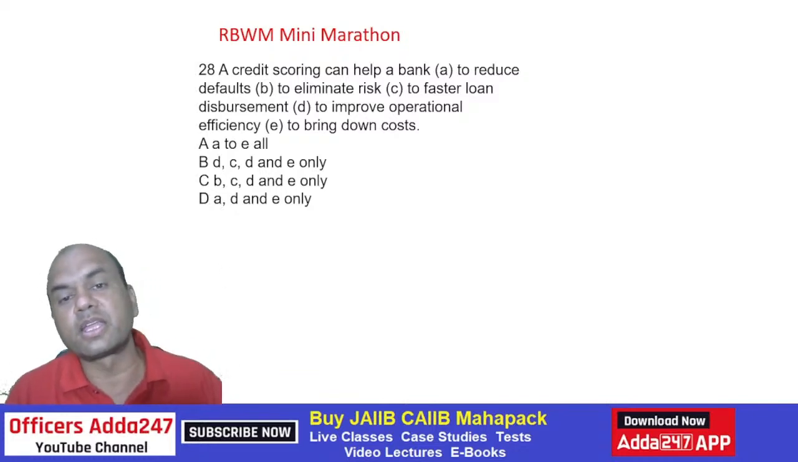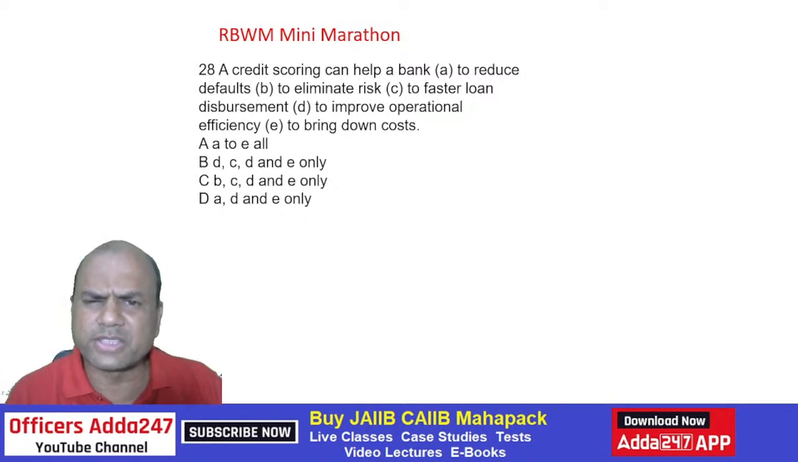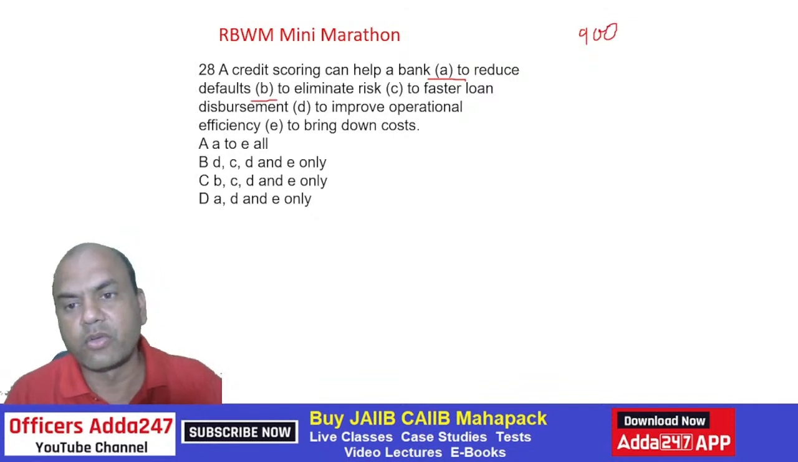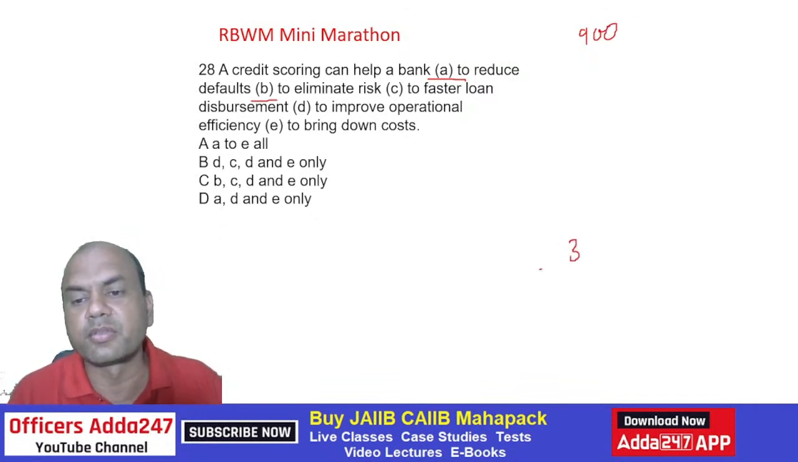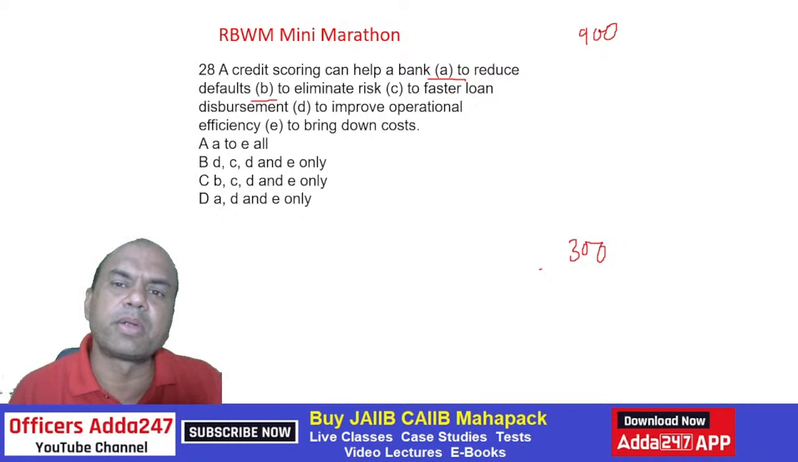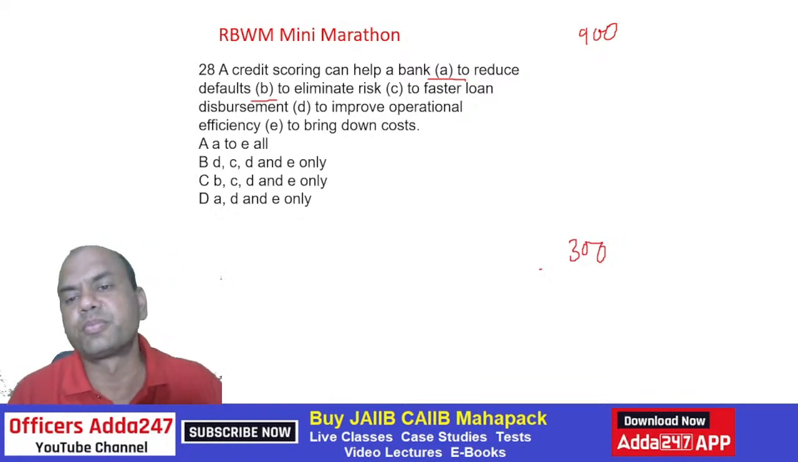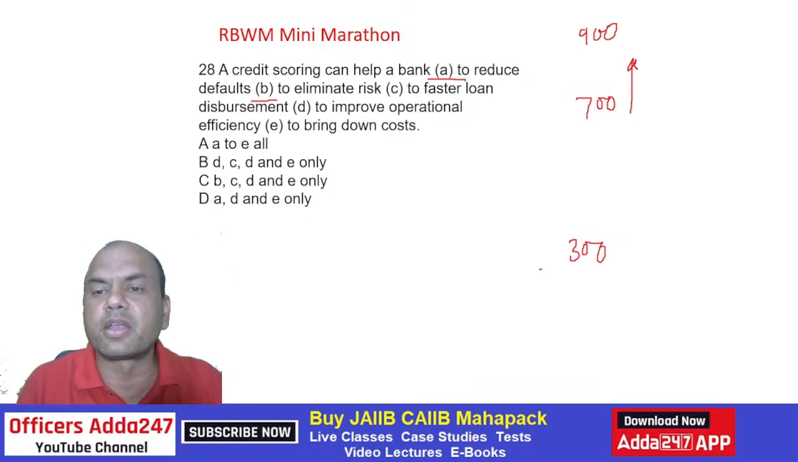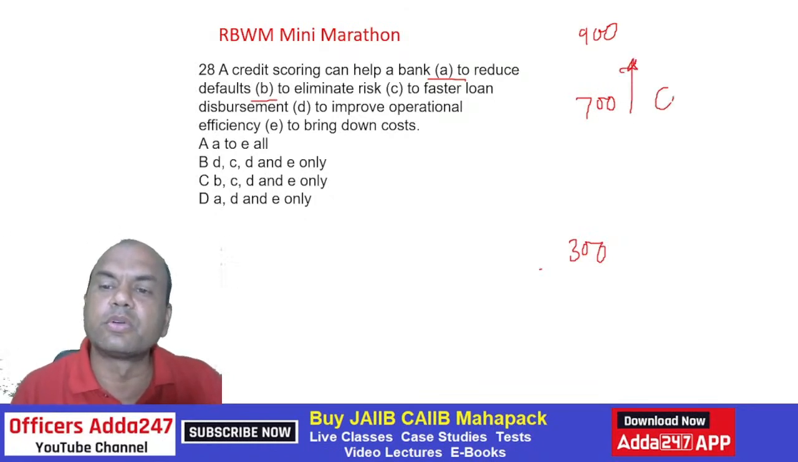The credit scoring can help a bank to reduce defaults. Obviously, it will reduce the defaults. Second, to eliminate the risk, the lesser the risk will be there. Because if credit scoring is good, here, what is the maximum credit score? 900. What is the minimum credit score? 300. Any bad that customer might be, 300 will be the score. And a good credit score is 700 and above. Above 700. Okay. So it is good.